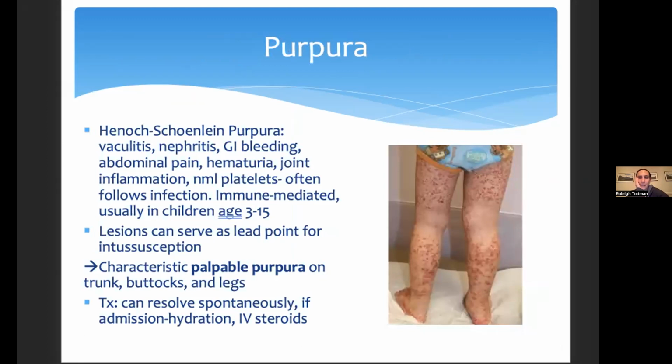Okay, how are we doing? 10:09. Oh gosh, there's so many rashes. I'll try to go faster.